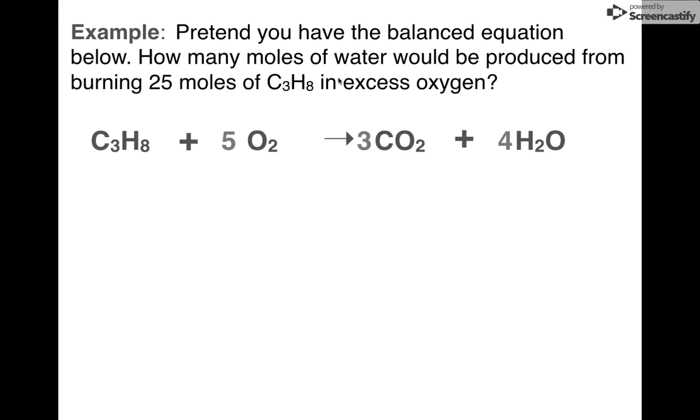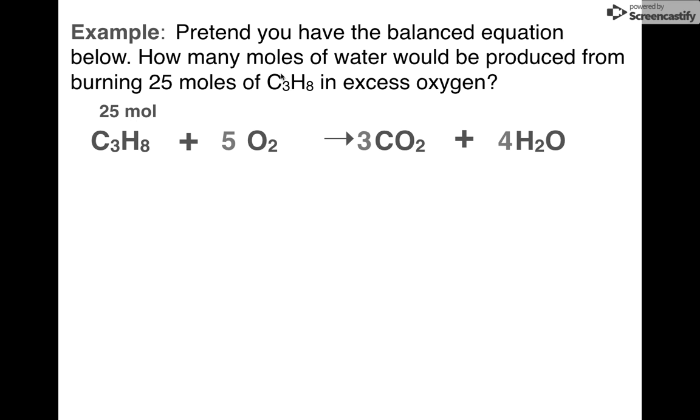So for example, let's say you have this balanced equation. I want to know how many moles of water you could produce if you burned 25 moles of this stuff, C3H8. And it says it's in excess oxygen. You don't really need to worry about what that means, but all you need to know is that this is your given, 25 moles of C3H8. So what I always like to do is write what it gives me over the substance in the balanced equation. It always makes me keep track of what is going on.